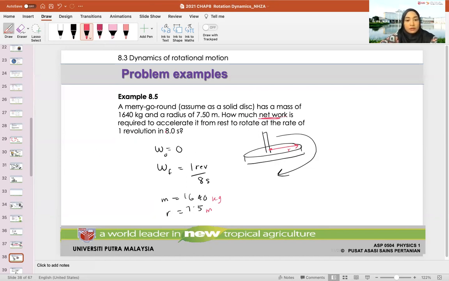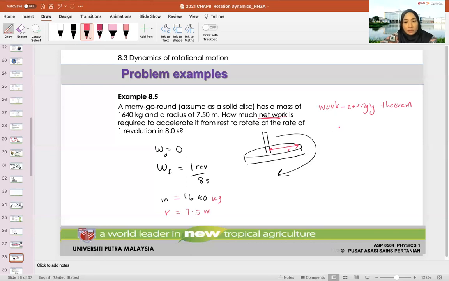of 1 revolution in 8 seconds. So what equation should I use here? I have 2 omegas, I have mass, I have radius. What should I do with this information? It's asking about net work. Okay, never mind, I'll give a hint. Work-energy theorem. What is the equation for that?